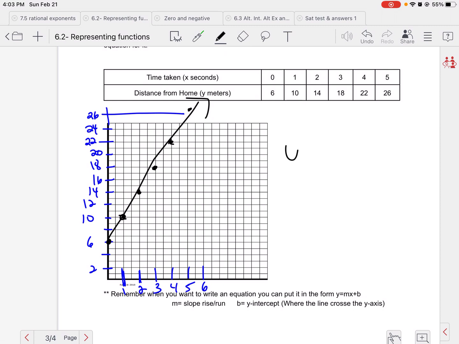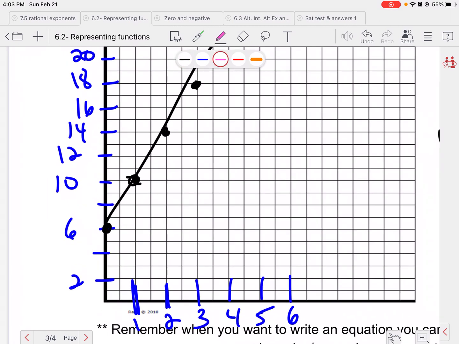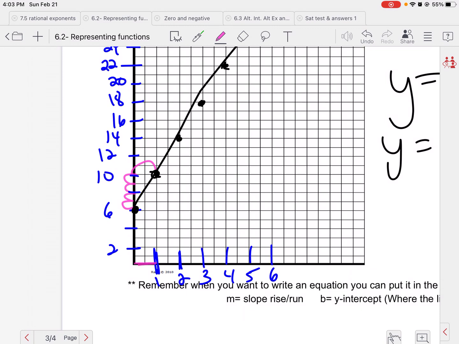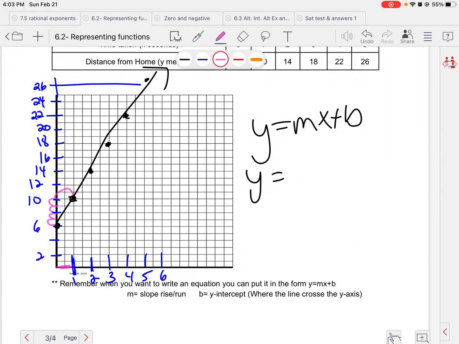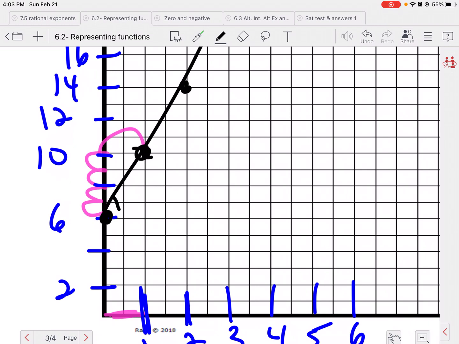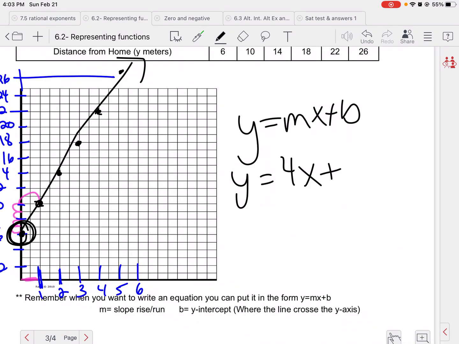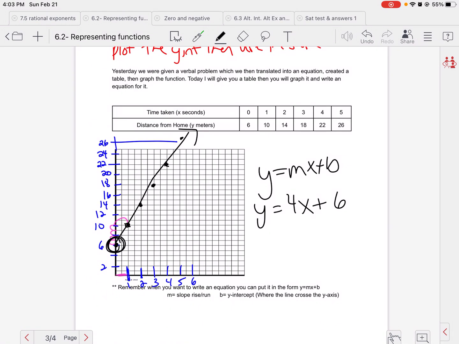So again, remember y equals mx plus b. Remember m is slope and b is y-intercept. So my slope between 2 points, remember we count up: 1, 2, 3, 4 this way, and then we're only going 1 to the right because we're counting 2 blocks as 1 on the x-axis. So my slope is 4 over 1, which is just 4. x plus my y-intercept is where my line crosses my y-axis, which is at 6. Which makes sense because, again, my initial starting point was 6 meters away from home.